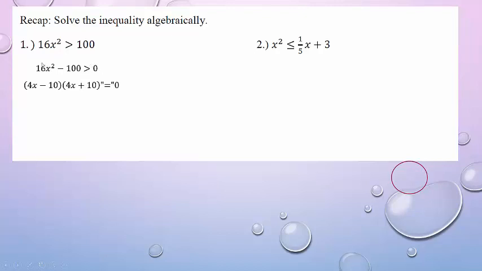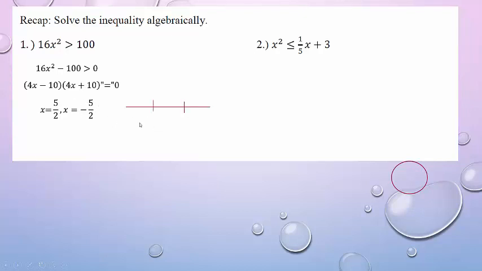So I just happened to notice right away these were squares. So we have a difference of squares, which means it factors very nicely into 4x minus 10 and 4x plus 10. If we set each of these parentheses equal to 0, we'll get 10 over 4 and negative 10 over 4, which reduces to 5 halves and negative 5 halves. So these represent our two critical values.